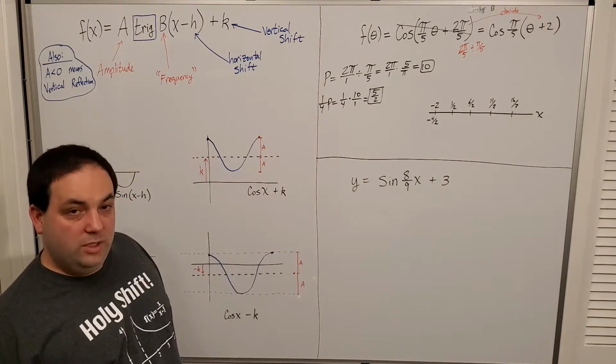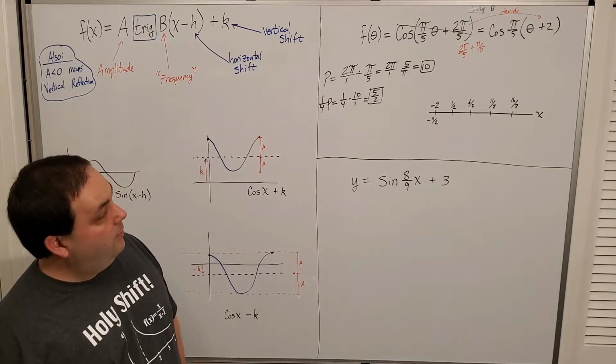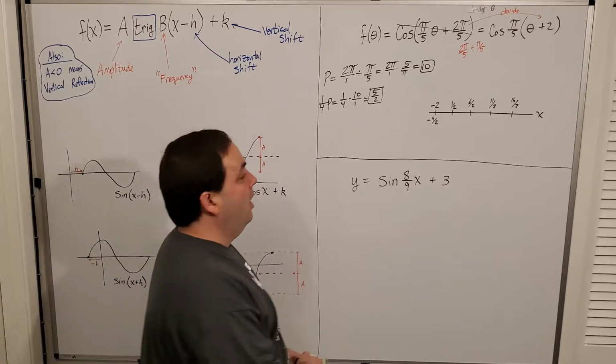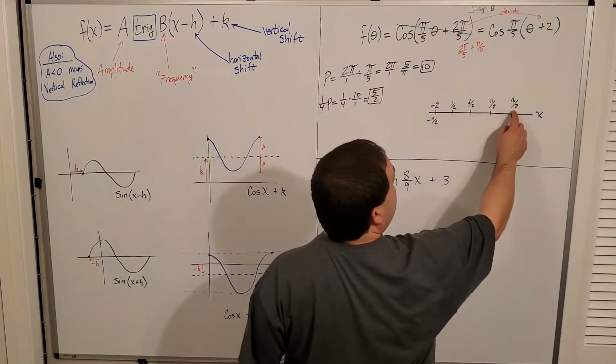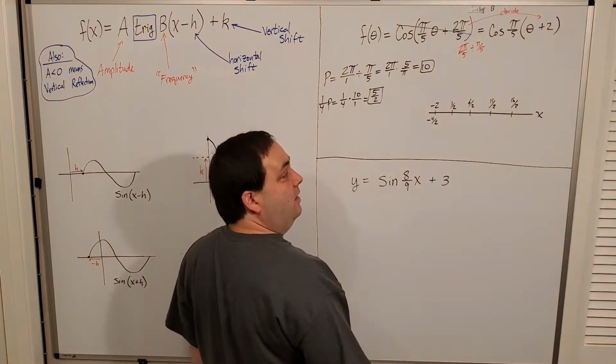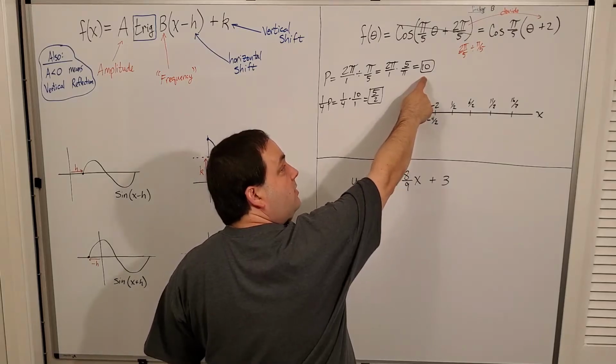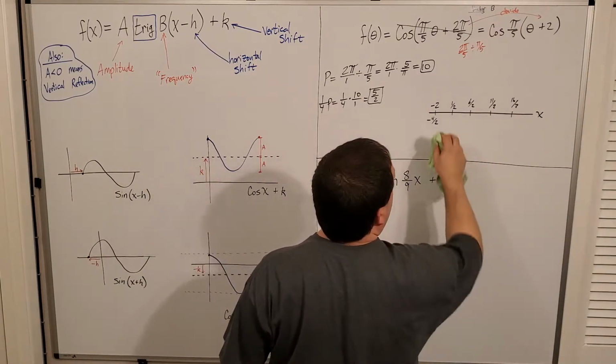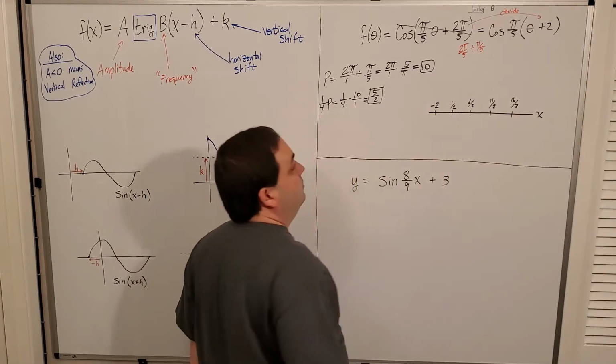6 divided by 2 is 3, right? 16 divided by 2 is 8. Notice 16 divided by 2 is 8. From negative 2 to 8 is a distance of 10, which is what the period is. So I have the correct markers now.